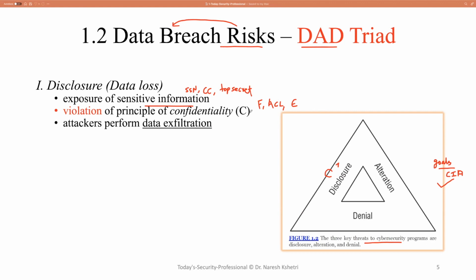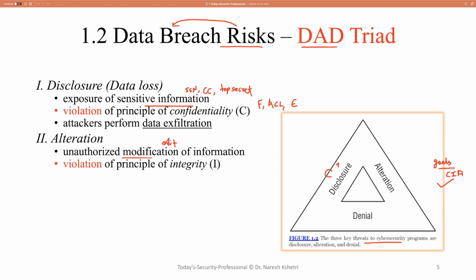So what does the attacker do? The attackers perform data exfiltration, which is the unauthorized movement of data, a form of data theft. The second one is alteration, the modification of information, or editing. Somebody edits the information when the data is in transit, in motion, or at rest. That violates the principle of integrity, the second principle of the CIA.